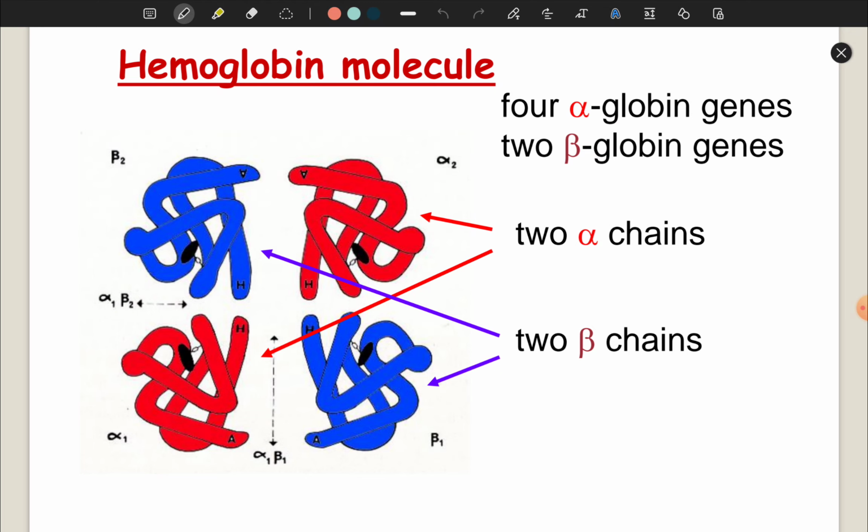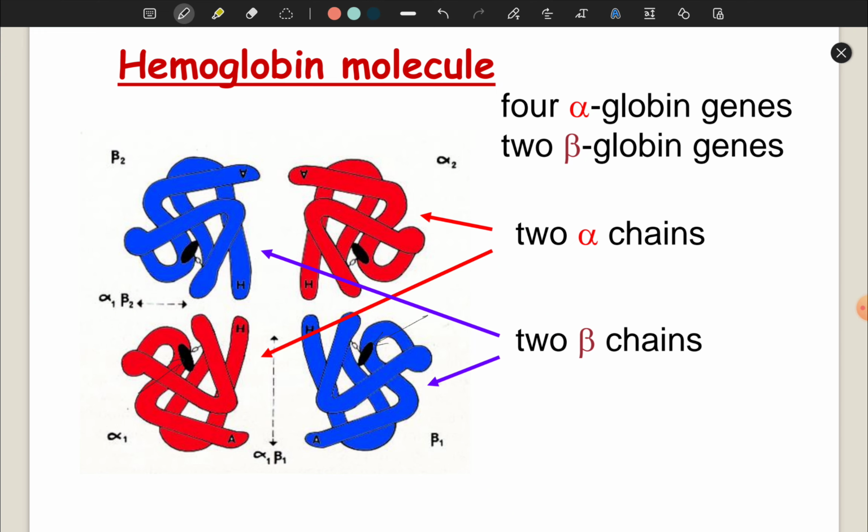What I want you to know is that each chain of the hemoglobin, whatever the name is, has a heme pocket, the black dot in each chain. The heme pocket is in the center of each chain. Inside the heme pocket, there is an iron, and this is the site of binding of oxygen to each chain of the hemoglobin. Four chains, four iron molecules, with four oxygen atoms.